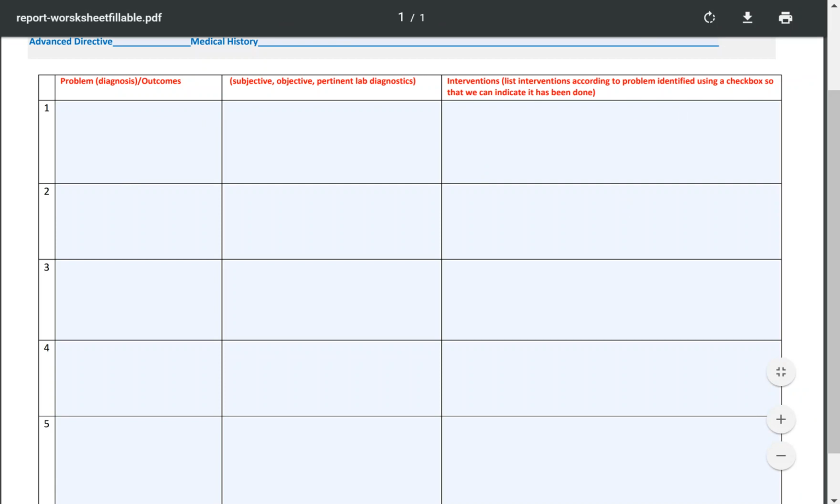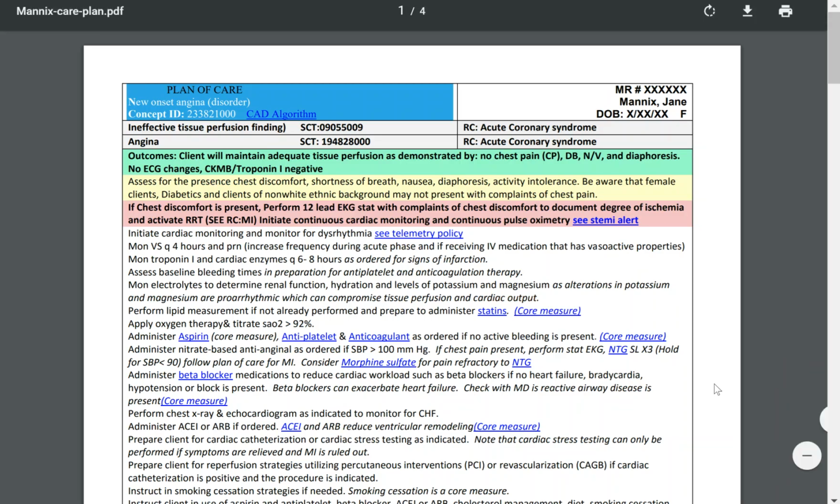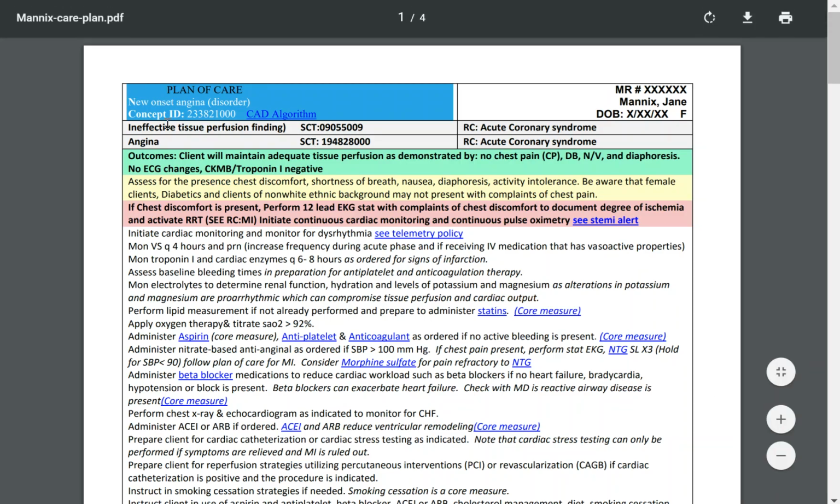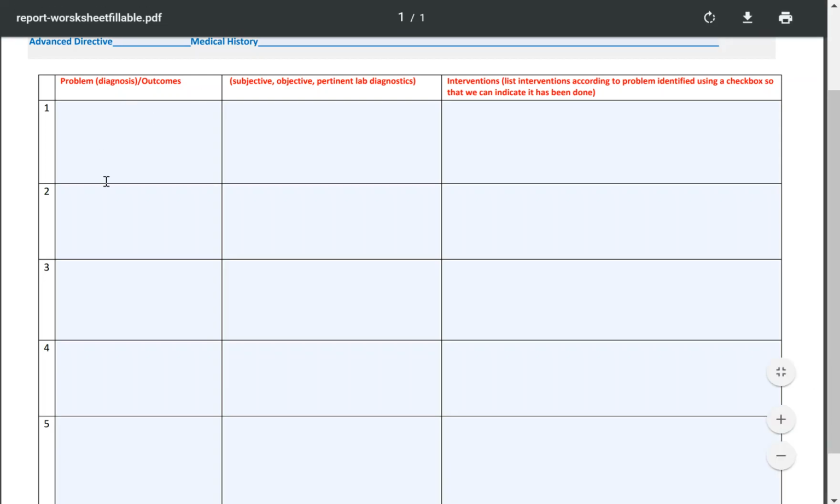When we did this, we knew that the safest thing to do was to use the care plan. And here is the ineffective tissue perfusion care plan for Mrs. Mannix. As you see right here, these are Mrs. Mannix's outcomes. We want her to have no chest discomfort, shortness of breath, nausea, vomiting, diaphoresis, no ECG changes, and we want her CKMB to be negative. That would go in our outcomes, and we can almost copy and paste it.